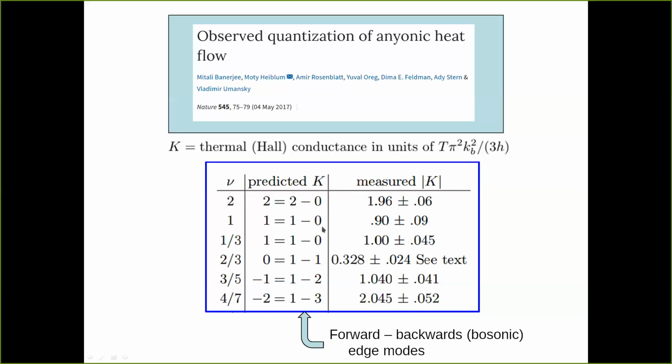Anyway, the end result of this measurement is that within experimental uncertainty, and the uncertainty isn't that big, they actually get exactly what is predicted: the number of forward-going modes minus the number of backwards-going modes, with one exception here. In this case, they're expecting to get 0 because you have 1 forward.